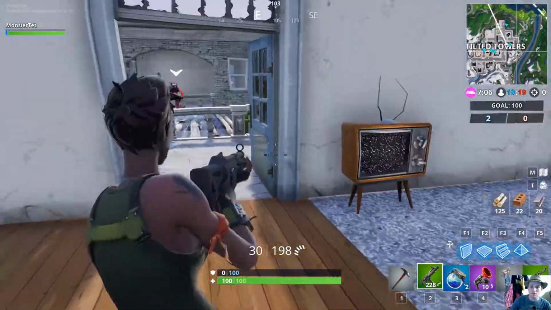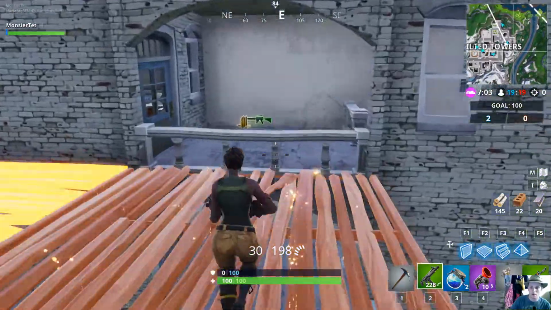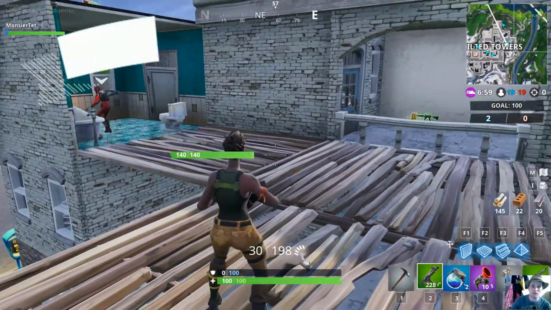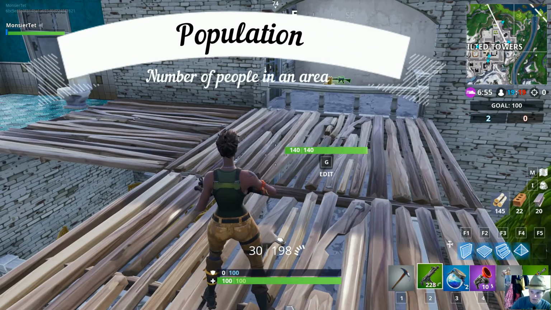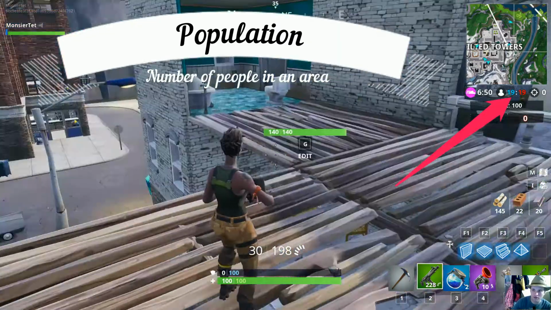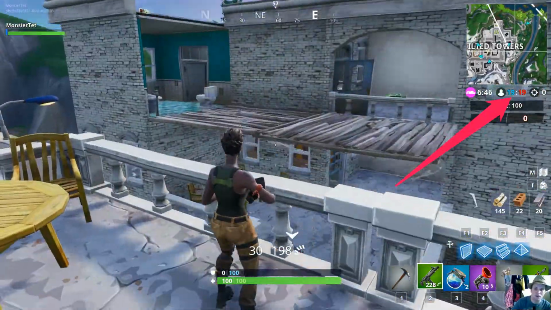So demographics are statistics about people, specifically about populations. Now, population is the number of people in a given area. If you look up to the top right of my screen, you can see 1919. That is the population of this area. Population of my side is 19. Population of the enemy side is also 19.